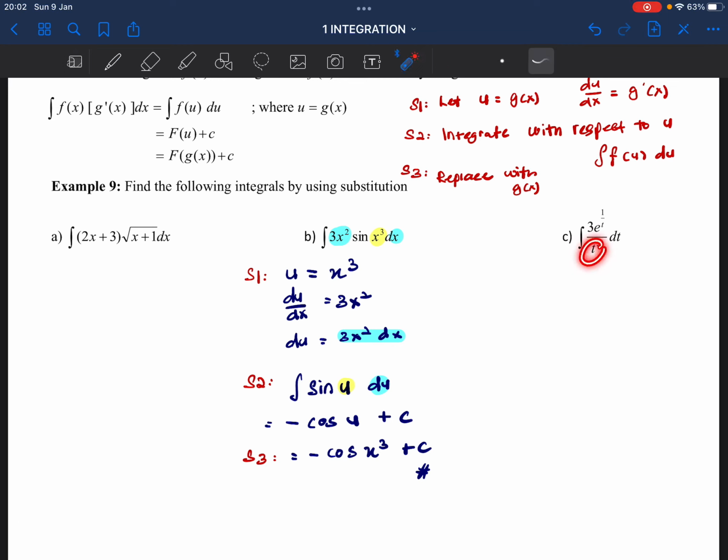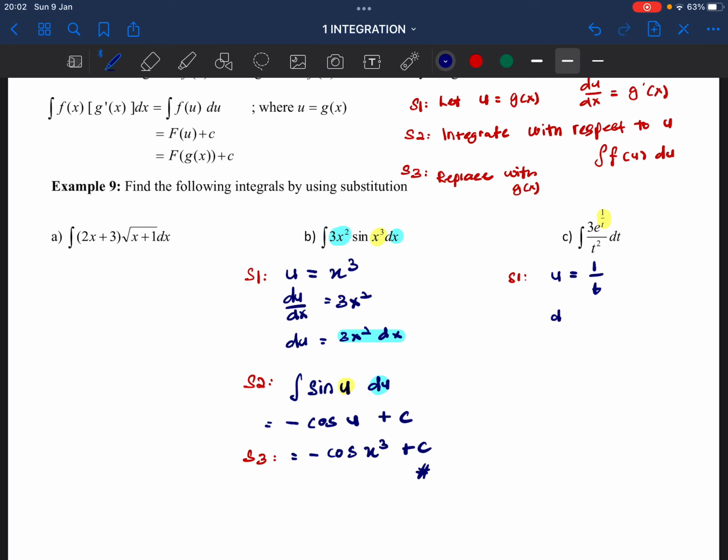If you choose u equals t square, we differentiate, we get 2t. There is no 2t in our expression here. So the hint here is the power. Here the power is 1 over t. So the first step is we have to choose our u. We are going to choose u equals 1 over t.